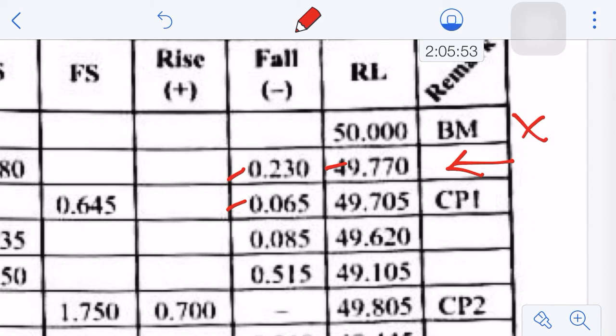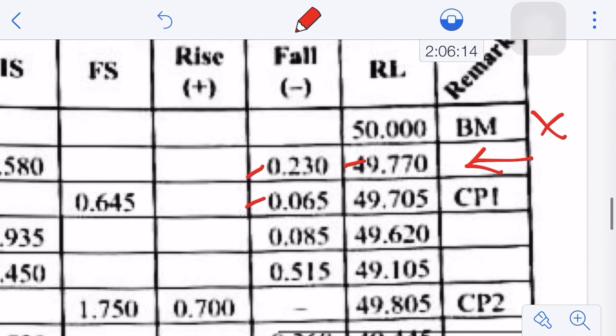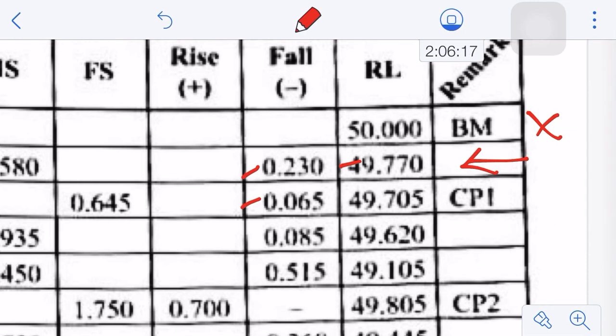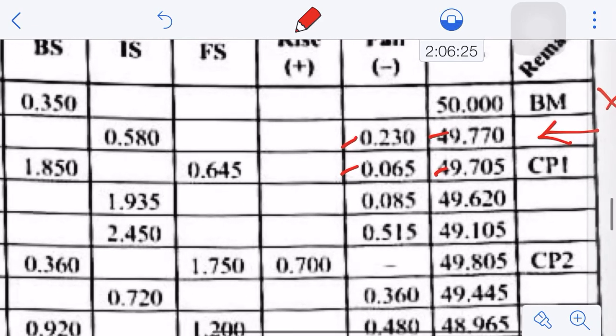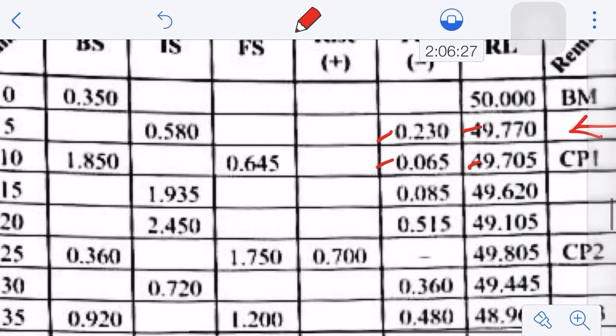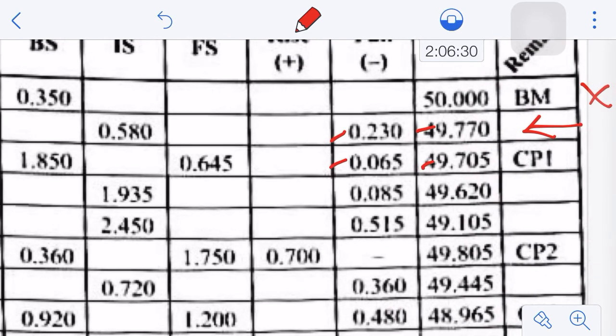While in HI, the subtraction has to be carried out from the height of instrument. Until and unless you have a new height of instrument, you have to keep subtracting your IS and FS readings from that particular height of instrument only. But here you need to follow the sequence and subtract your readings from the previous RL of the station. That means we subtract it from 49.770, and we get 49.705 here, right? So now this is a change point, so that's why we have BS reading available as 1.850, and it is indicated as CP1 in your remark column.